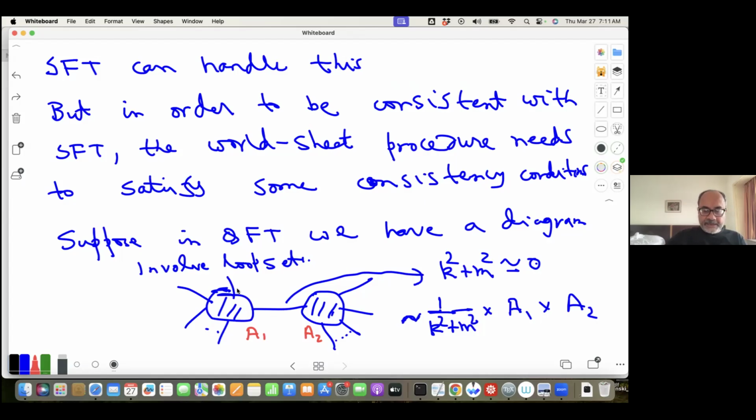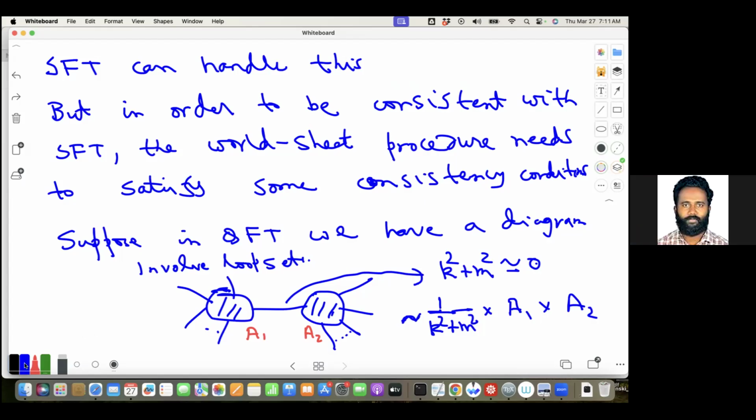So the idea is that if the worldsheet expressions that you have given have to be treated by string field theory, it better be that the worldsheet procedure is consistent with this factorization. Because otherwise, the worldsheet diagrams will not have interpretation as string field theory diagrams. And what we are going to study is what it implies for the worldsheet prescription that you have given so far. Is this clear?